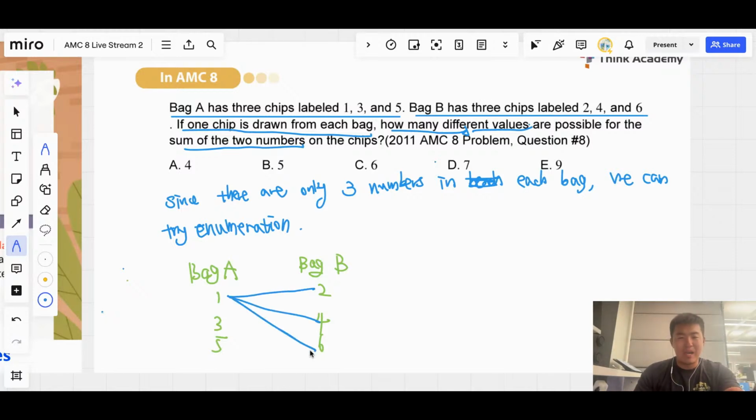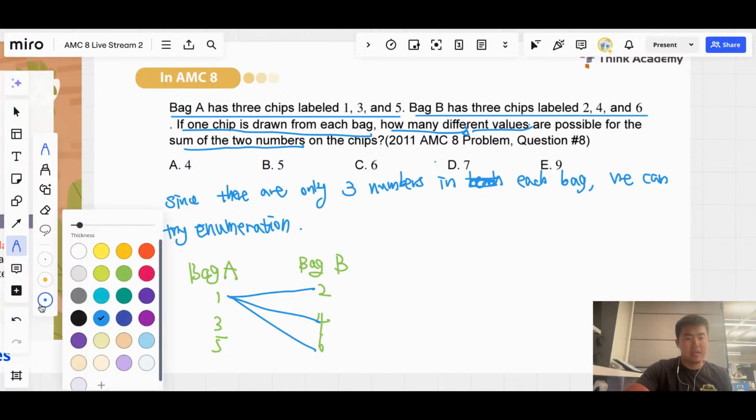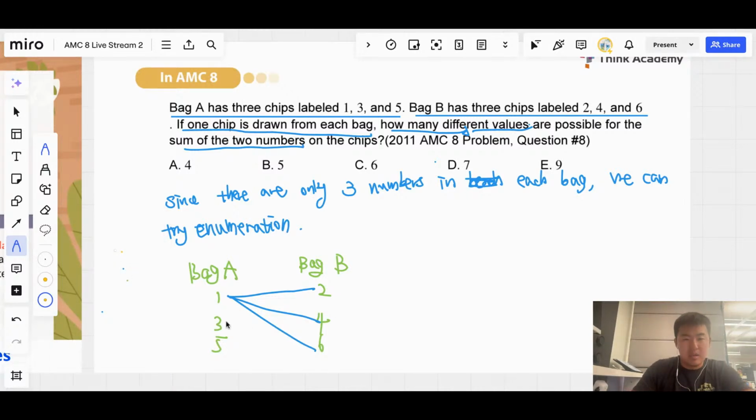Exactly the same idea. If by chance I choose chip number 3 from bag A, what are the options I may choose from bag B? 2, 4, and 6, right? Each of these choices in bag A corresponds to 3 more choices in bag B. So lastly, if I choose 5 from bag A, I can have 2, 4, or 6 from bag B. So in total, it's 3 plus 3 plus 3, 9 possible cases, right?